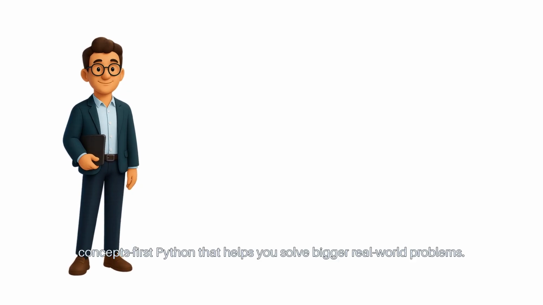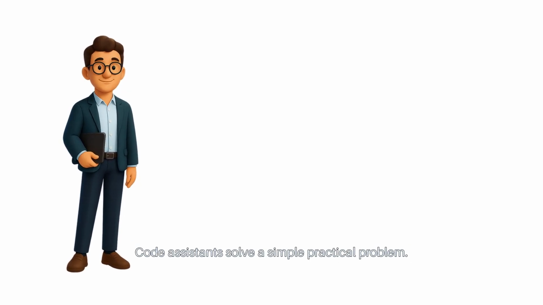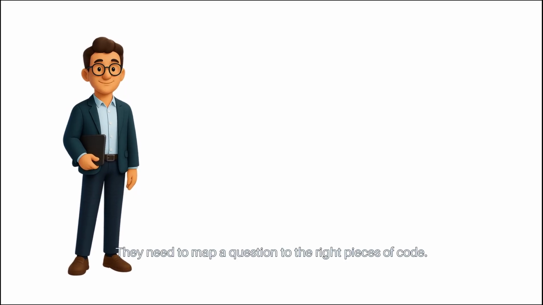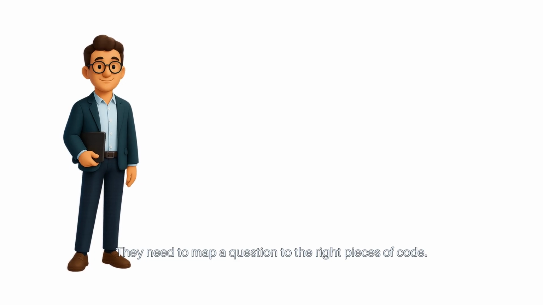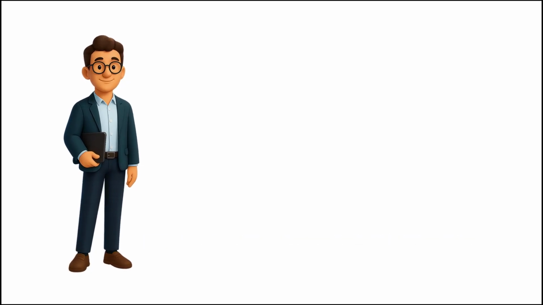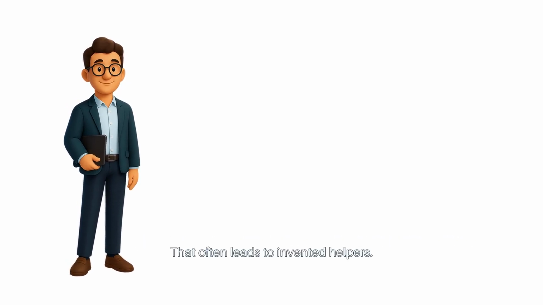Code assistants solve a simple, practical problem. They need to map a question to the right pieces of code. The naive approach is to ask a model without context and hope it knows the repo. That often leads to invented helpers.